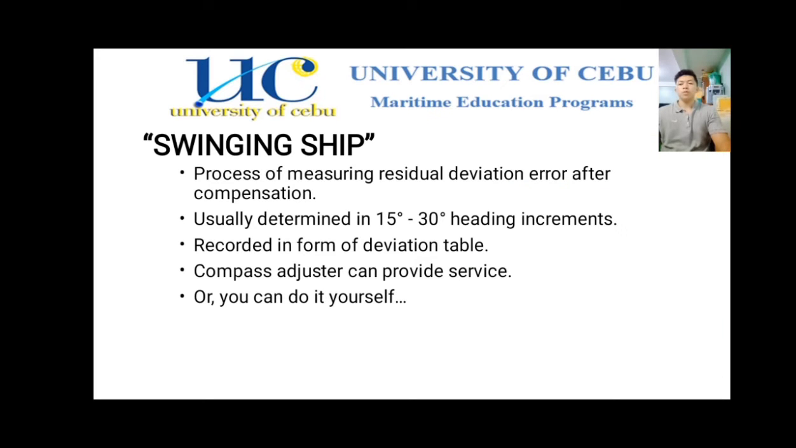Swinging ship is a process of measuring residual deviation error after compensation. It is usually determined in 15 degrees to 30 degrees heading increments, and it is recorded in the form of a deviation table. The compass adjuster can provide the service or we can do it ourselves.